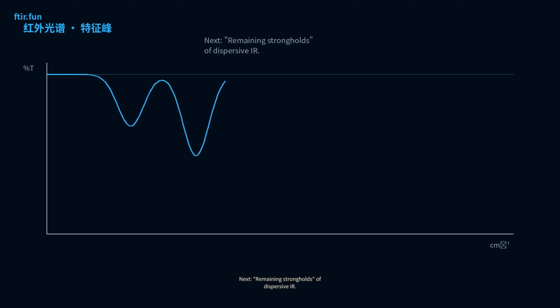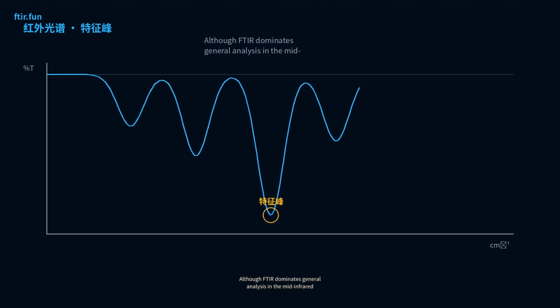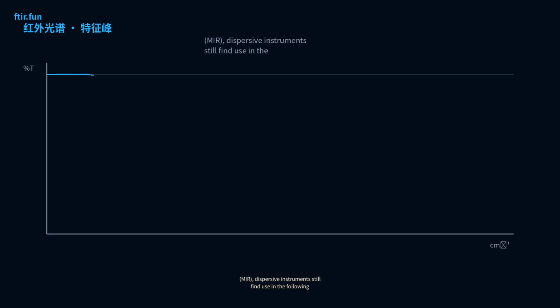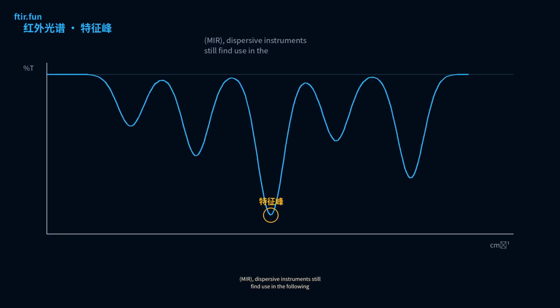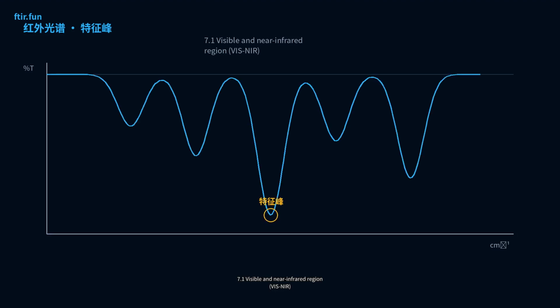Next, remaining strongholds of dispersive IR. Although FTIR dominates general analysis in the mid-infrared, NIR dispersive instruments still find use in the following. 7.1 Visible and near-infrared region, Vis-NIR.